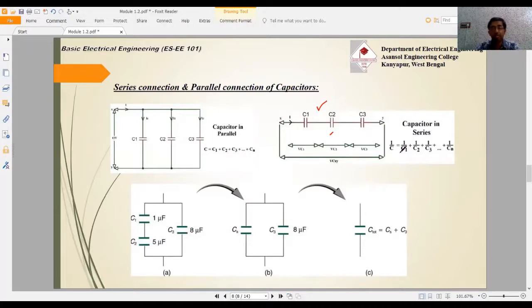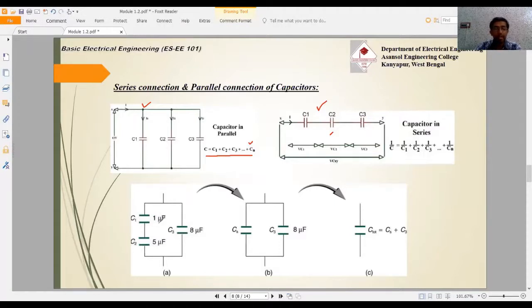That means whatever equivalent resistance formulas are used in the parallel case of resistors and inductors will apply for the series connection of capacitors. Okay. And if parallel connections of capacitors are made, then the equivalent capacitance will be C1 plus C2 plus C3 up to Cn if n number of capacitances are connected. Okay. Now let's see one example.